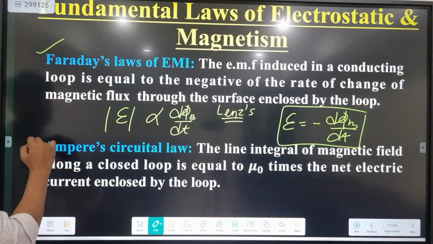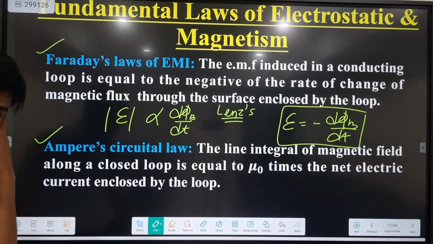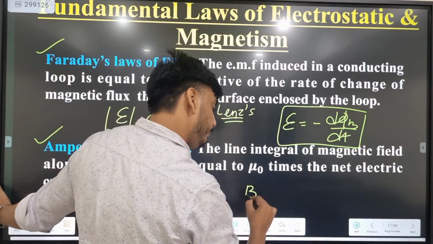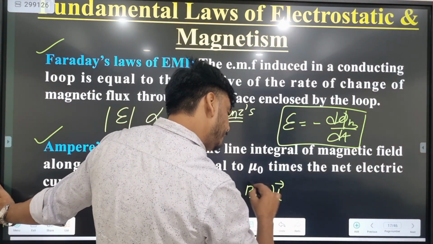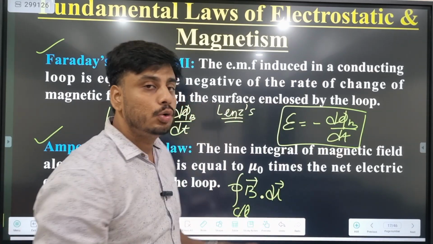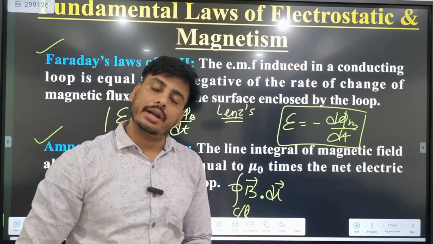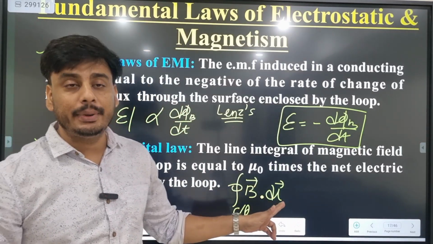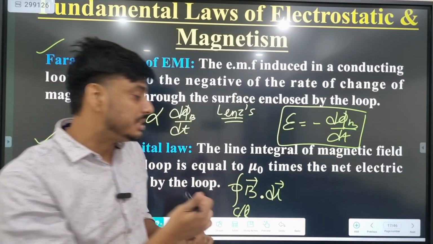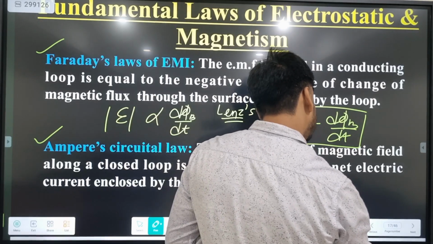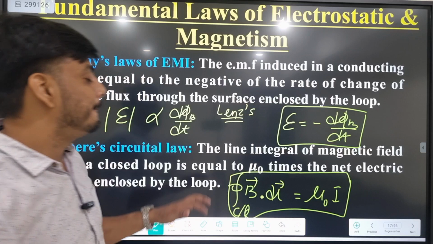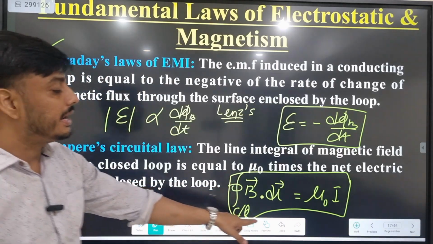And another law is Ampere's circuital law. Ampere's circuital law is the line integral of magnetic field B dot dl over any C, you can write C or L. C is a closed circuit, said to be a contour, or normally you can write length. The line integral of magnetic field over any closed path, if it is a closed circuit, must be equal to mu naught times the total current flowing through it. This is Ampere's circuital law.